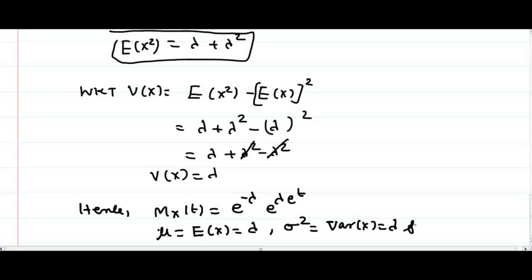And the standard deviation is denoted by sigma. Sigma equal to the square root of the variance of X, so you get the answer: square root of lambda.